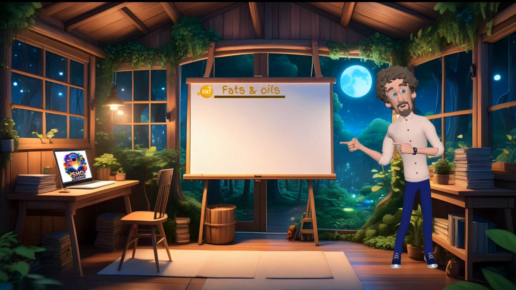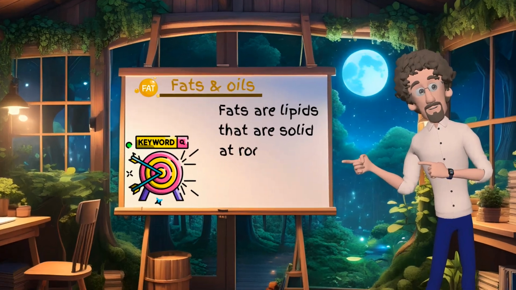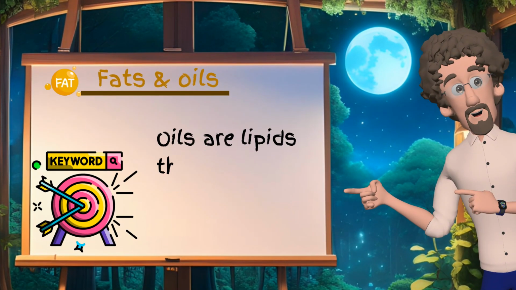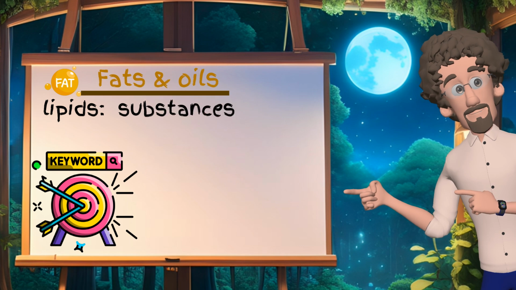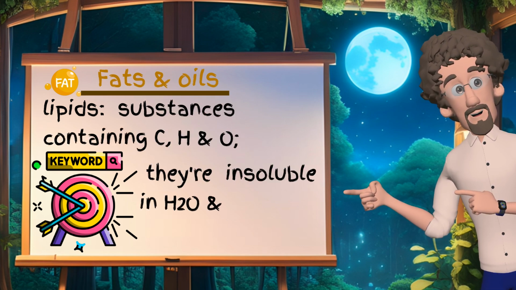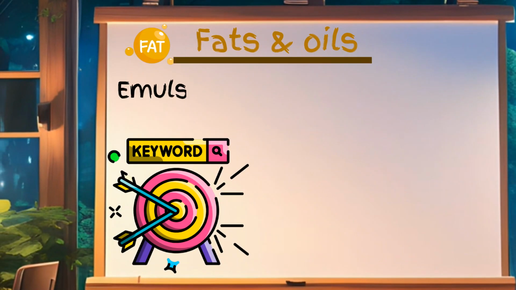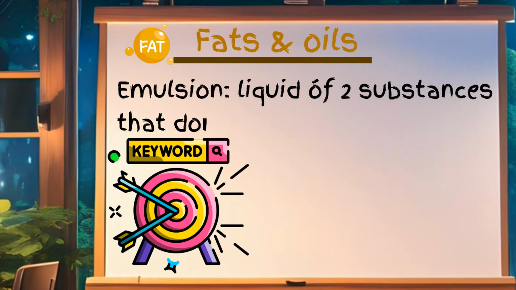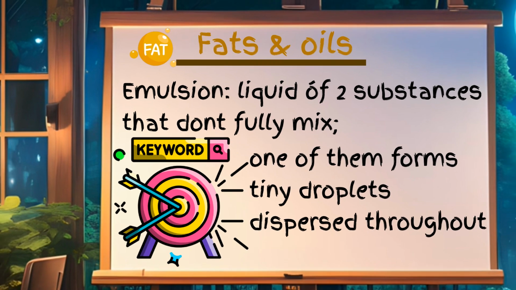Now keep in mind the key words for this part of the chapter. Fats are lipids that are solid at room temperature. Oils are lipids that are liquid at room temperature. Lipids are substances containing carbon, hydrogen, and oxygen. They are insoluble in water and are used as energy stores in organisms. Emulsion is a liquid containing 2 substances that do not fully mix. One of them forms tiny droplets dispersed throughout the other.